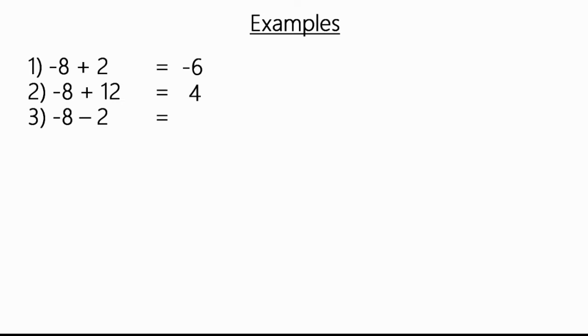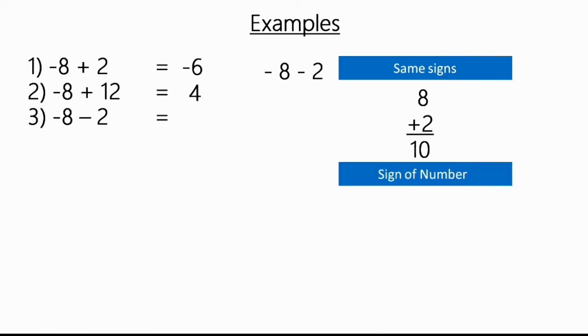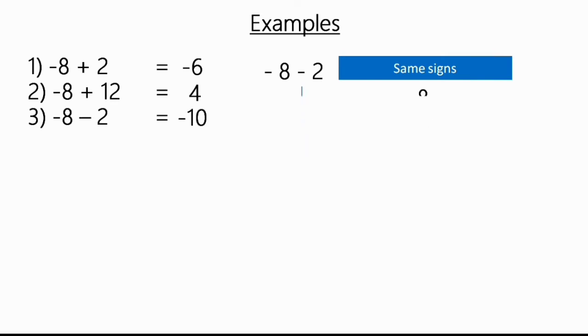The next one, minus 8 minus 2. Minus 8 minus 2, they are of the same sign. So because they are of the same sign, what do we do? You add the magnitudes. So 8 plus 2 is 10. What will be the sign of that 10? The numbers are negative values, so it means the 10 will be a negative value. So you will have negative 10. So minus 8 minus 2 is minus 10.